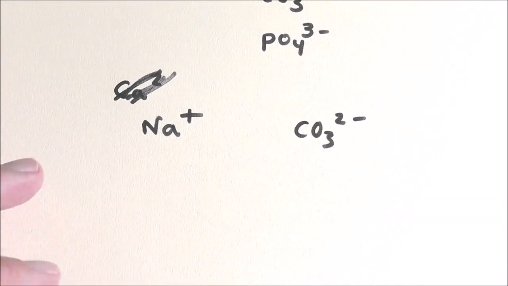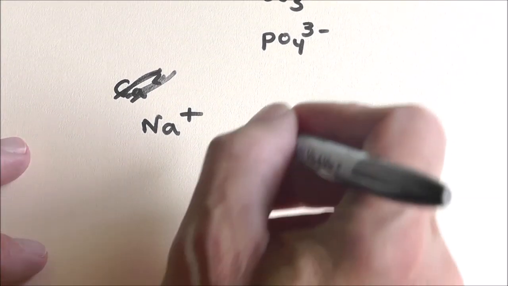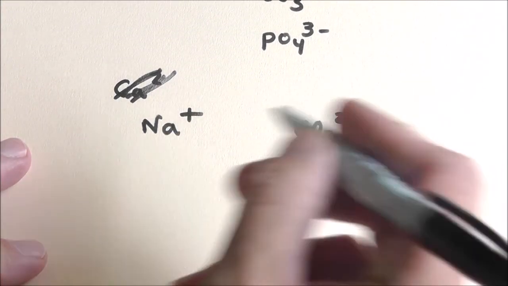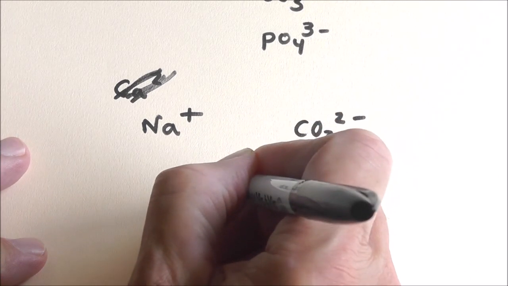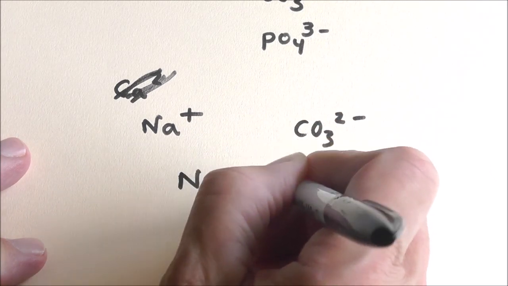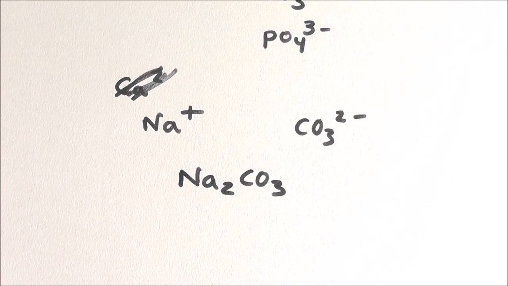Same way you would write the other ones. The metal goes on the left, you'd switch the numbers or what? You'd see you need 2 sodiums, and so you would write Na2CO3, and that's it. You treat that CO3 2 minus just like it was an O2 minus or an S2 minus or anything that was a 2 minus, and then therefore they'd need to be paired in a 1:2 ratio with sodium.